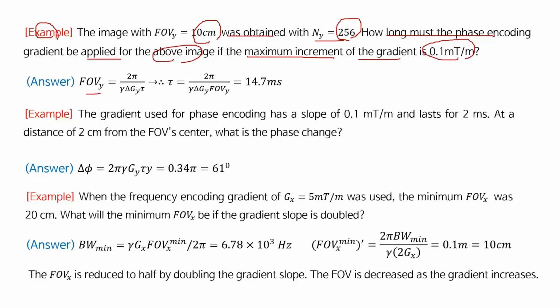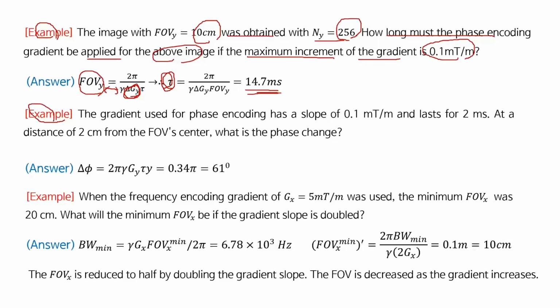So FOVY is related to the minimum phase encoding increment by this relationship, so we can get the duration time of phase encoding gradient, this value.